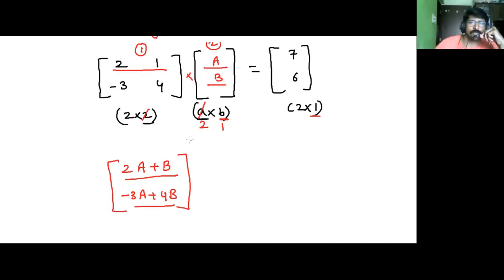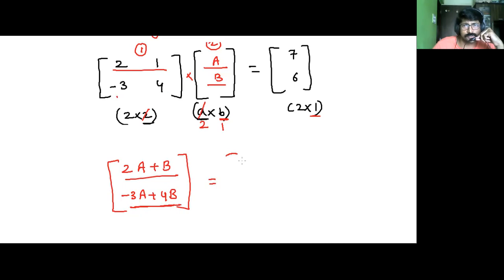Yes, that's nice. What about this? This is second row and first column. So choose second row and first column. So minus 3A here and 4B here. You got it, guys? Show thumbs up. Show thumbs up once again. That's nice. Perfect.